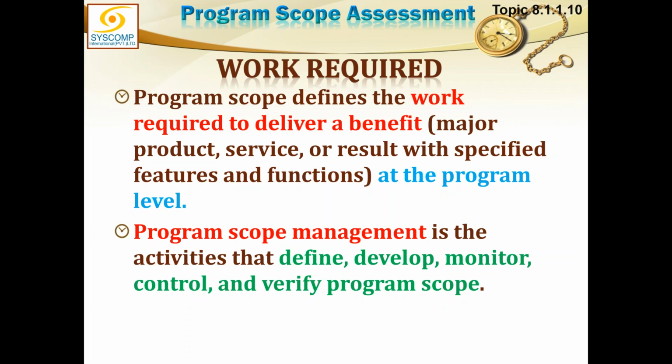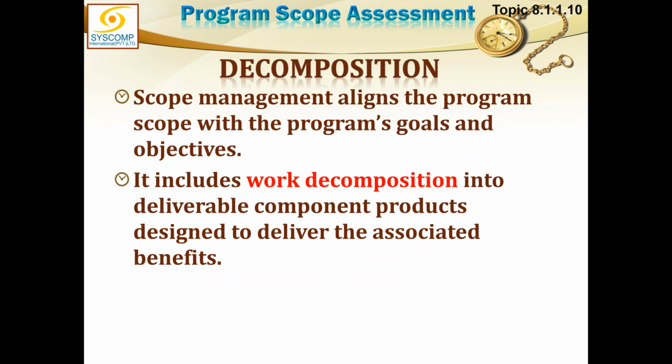Program scope management is the activities that define, develop, monitor, control, and verify program scope. So there is a program scope, and that program scope is to be defined, properly developed, monitored, and controlled. Ultimately, it is to be verified. Scope management aligns the program scope with the program's goals and objectives. So whatever the strategy or the program's goals and objectives are, they must be kept in mind.